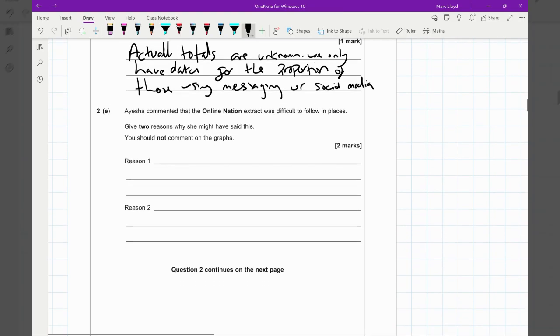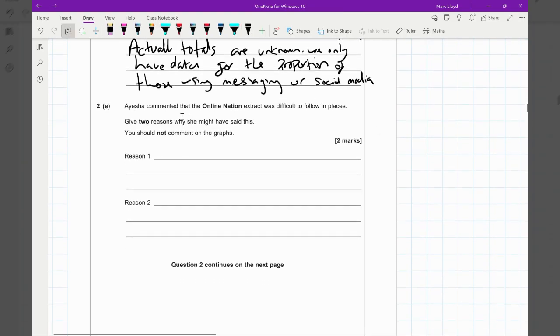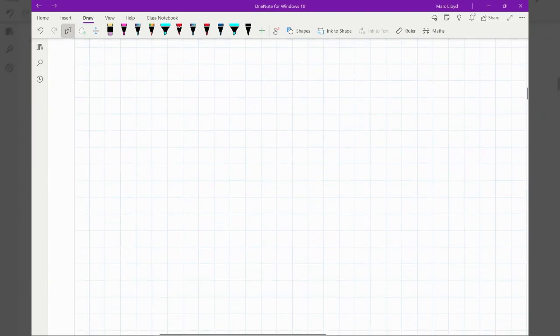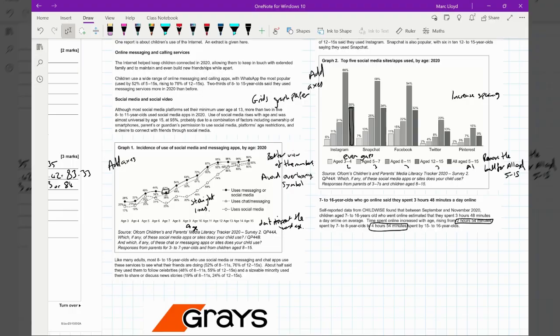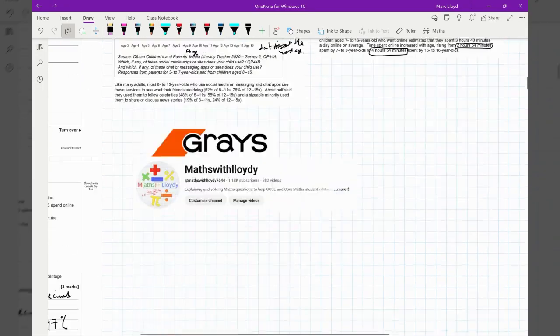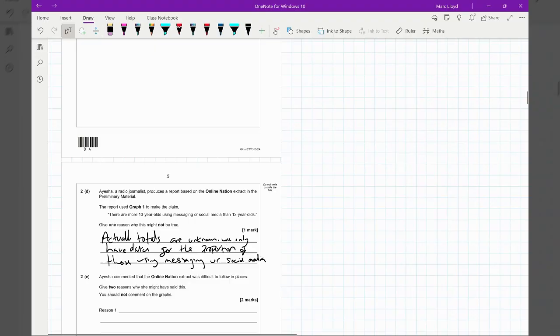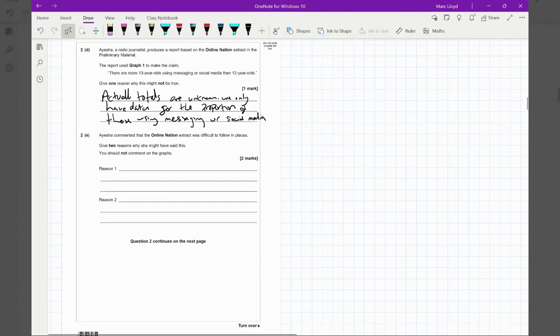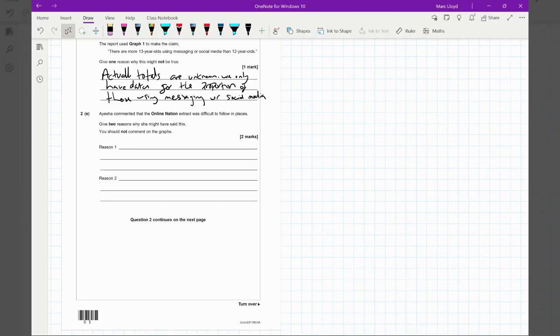Wonderful. Okay, Aisha commented that the Online Nation extract was difficult to follow in places. Give 2 reasons why she might have said this. You should not comment on the graphs. Okay, so there are lots of options, and it is when we're looking at how all of this is laid out. And I always worry when we've got lots of numbers that are in paragraphs and they're not in tables. So let's have a look at what we could have. So too much information or percentages or numbers in sentences rather than a table form.